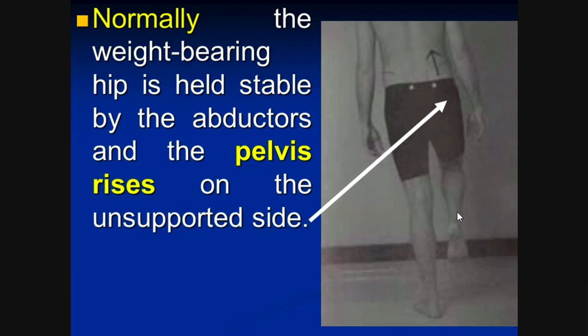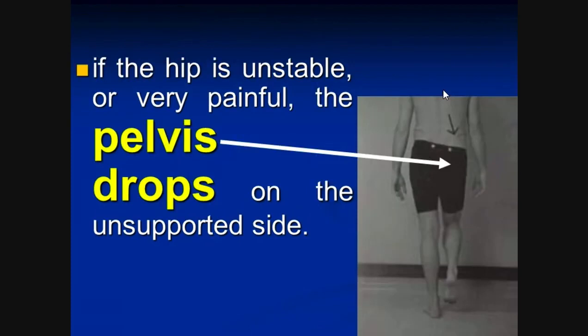Normally, the weight-bearing hip is held stable by the abductor muscle and the pelvis rises up on the unsupported side. This is normal. When the patient starts to stand on one leg and bends the knee 90 degrees facing the ground, the pelvis is elevated on the unsupported side. This is normal. If the Trendelenburg is positive, we see that the hip joint is unstable or very painful, the pelvis drops on the unsupported side. This is Trendelenburg positive.